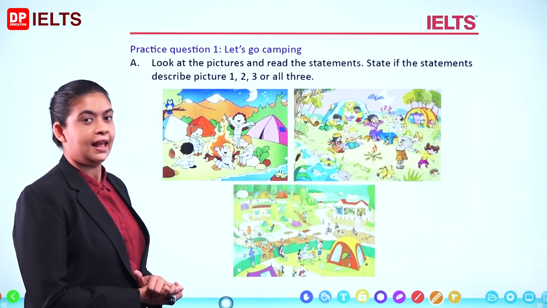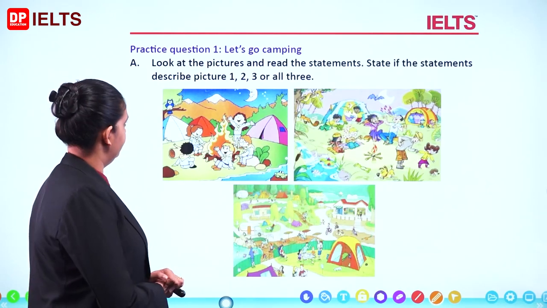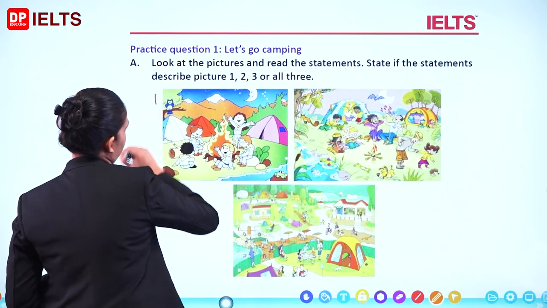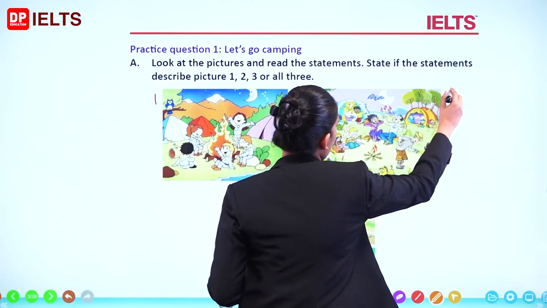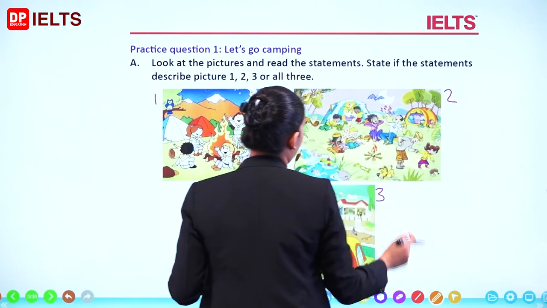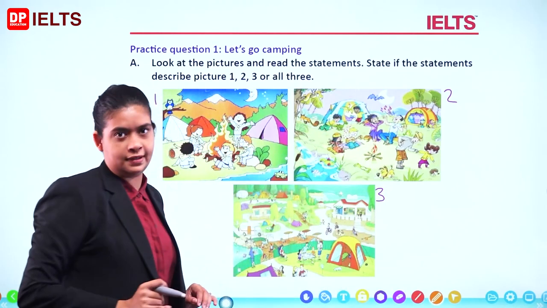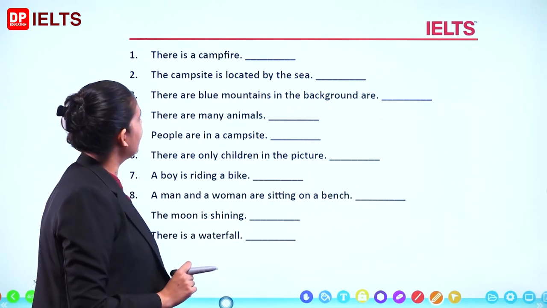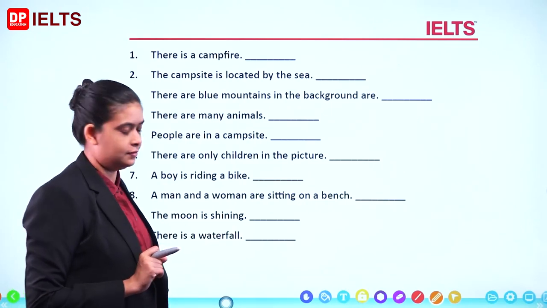Question 1. Let's go camping. Look at the pictures and read the statements. State if the statements describe picture 1, picture 2, picture 3, all three. Okay? Right. There is a campfire.